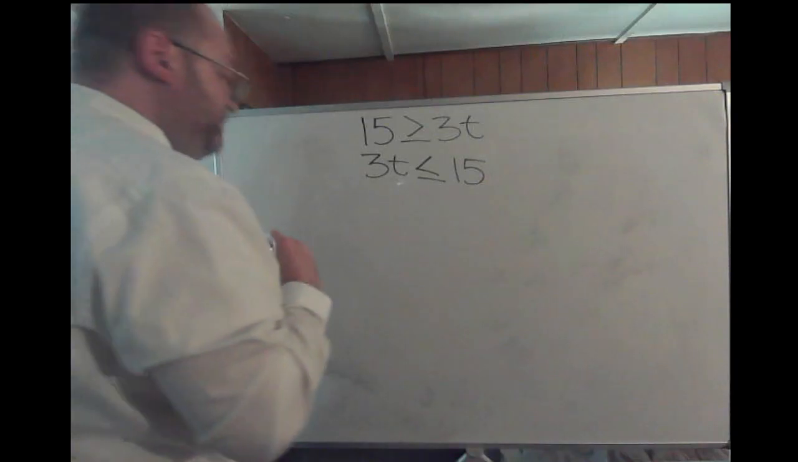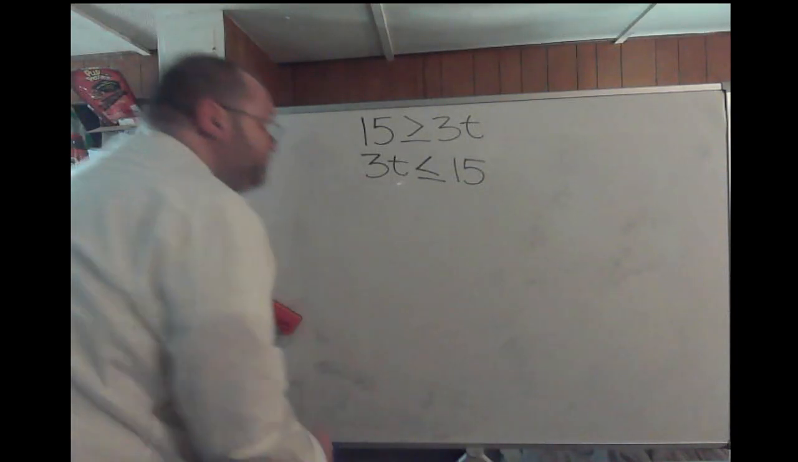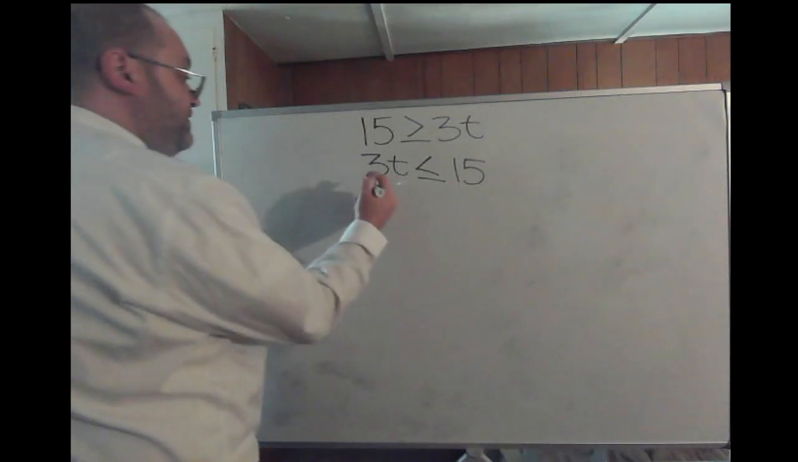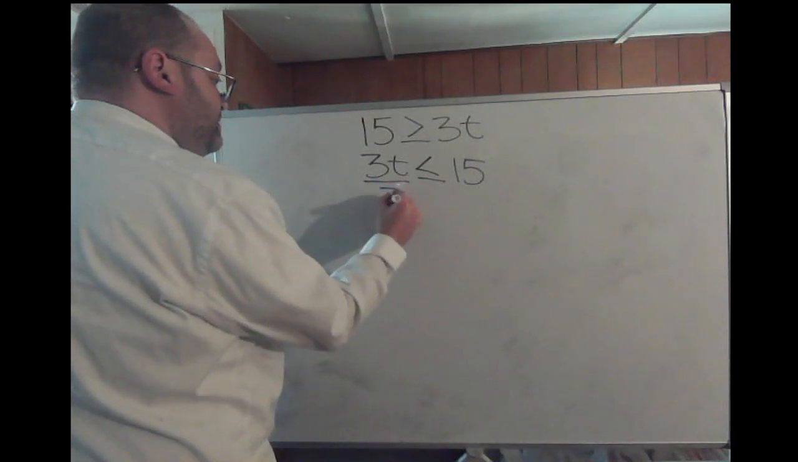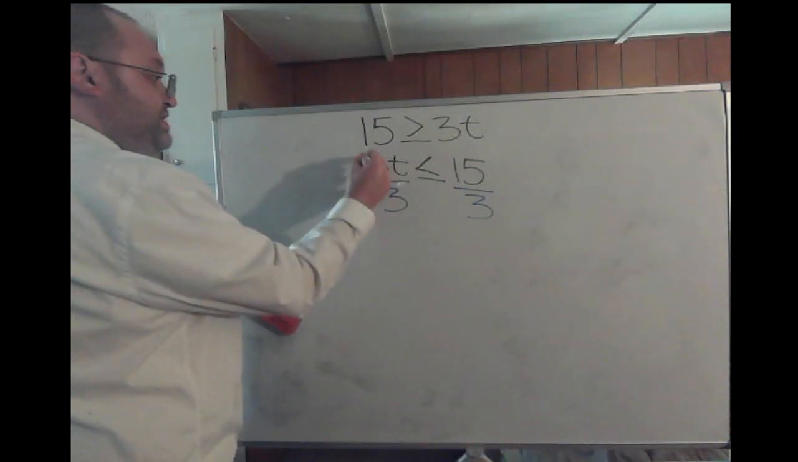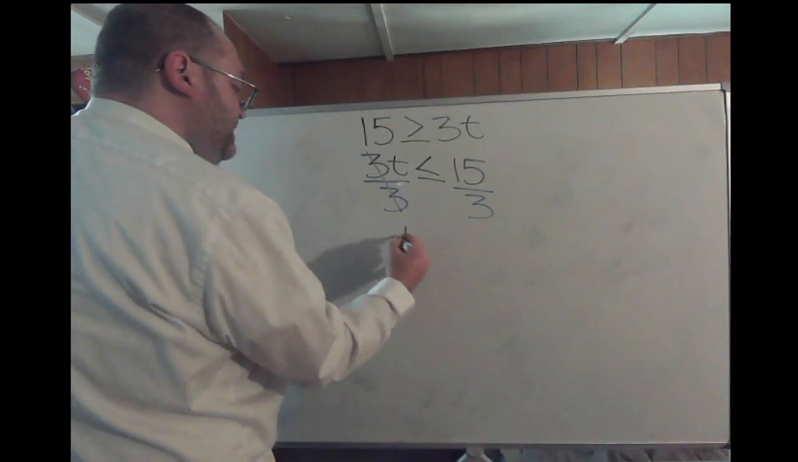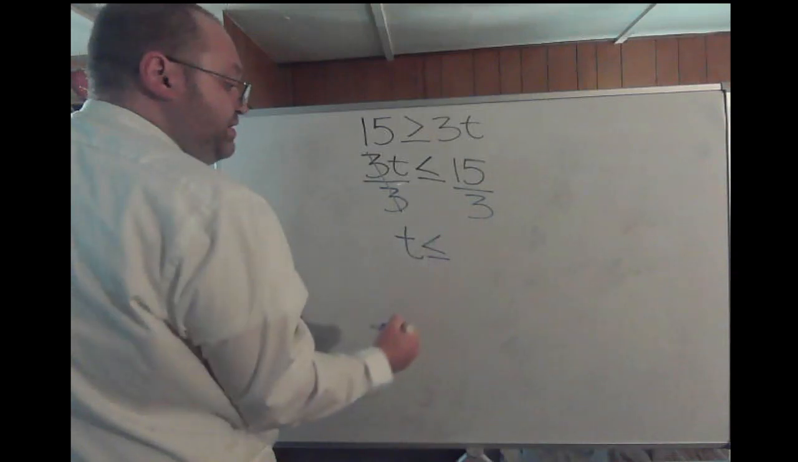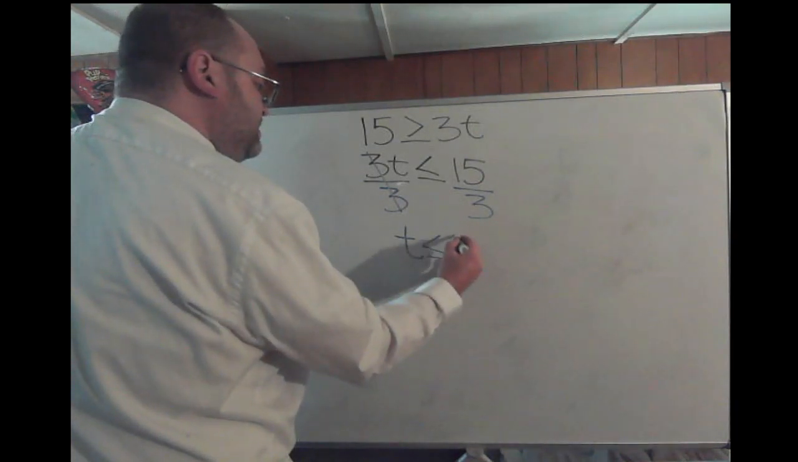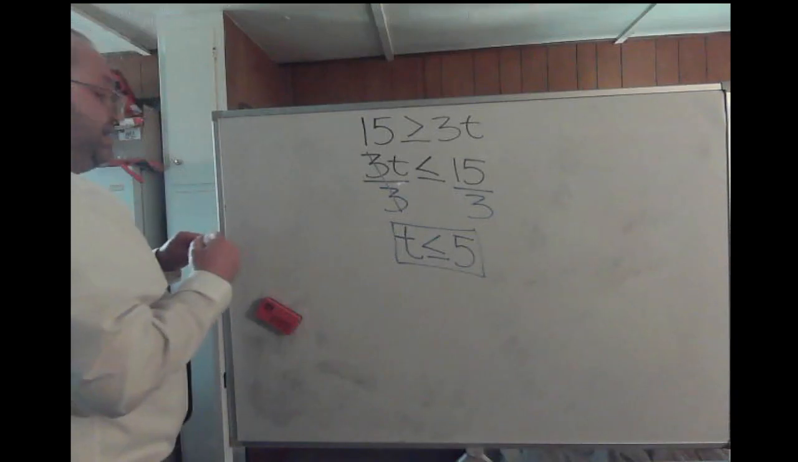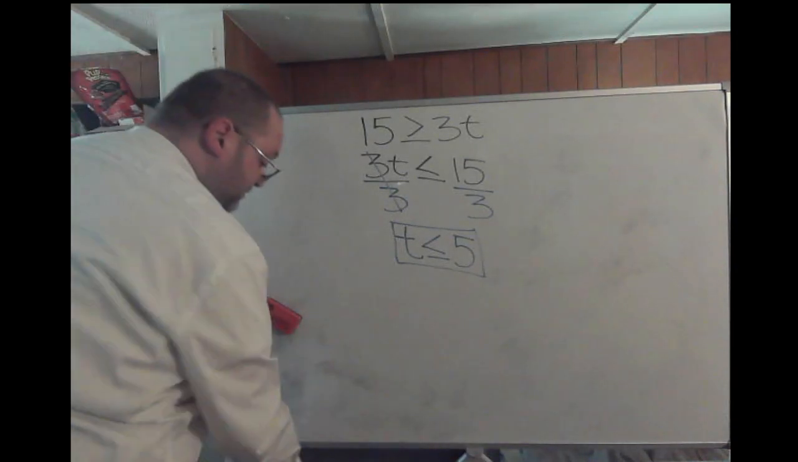Now we got this in a form we can work with. You have 3t, you want to solve for just t, well, you got to divide both sides by 3 then. So on the left side, the 3's cancel out, you're just left with t is less than or equal to 15 divided by 3, that's 5. So you get t is less than or equal to 5 for your answer.